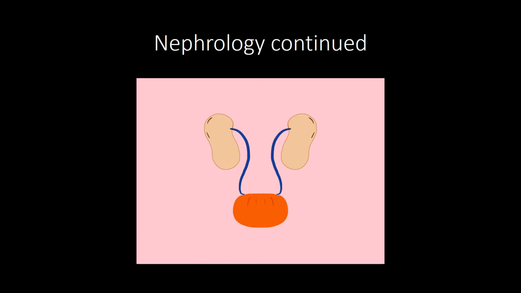There's no specific treatment to blunt or attenuate the progression of the disease. Most will have coexisting hypertension, so you want to start these patients on ACE inhibitors.